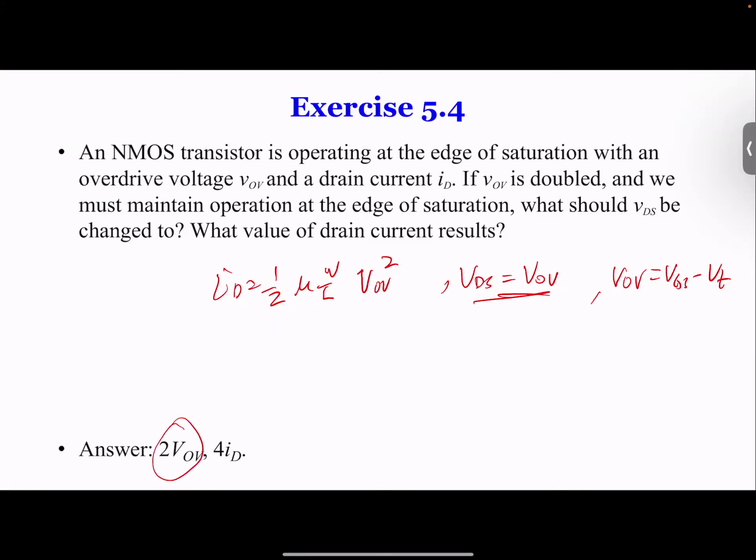And how much current do you have if VOV doubles at the edge? Because when you double, look at the equation. If VOV doubles, 2 VOV squared means 4 VOV squared. So that's why you got 4 ID. Okay, so those are the solutions, very simple.